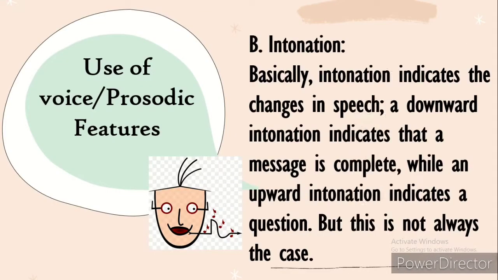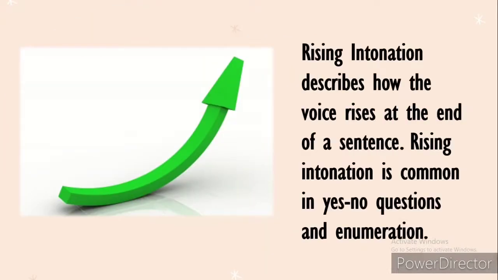Next, we have intonation. Basically, intonation indicates the changes in speech. A downward intonation indicates that a message is complete, while an upward intonation indicates a question, but this is not always the case. We have two basic patterns. First, rising intonation. Rising intonation describes how the voice rises at the end of a sentence. Rising intonation is common in yes or no questions and enumeration.